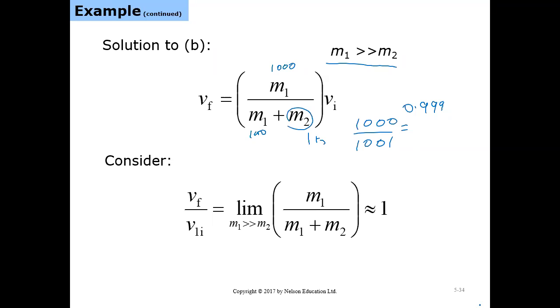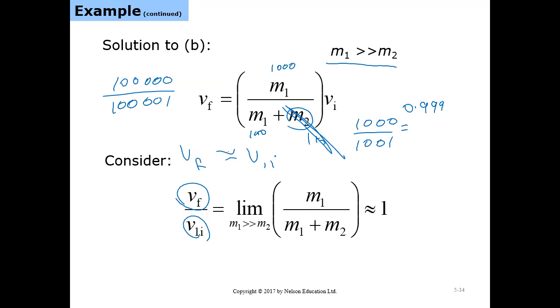So even if I take a big difference between M1 and M2, let's say 10,000 kilograms or 100,000 kilograms, 100,000 divided by 100,001, you will find it is even closer to 1. It will be 0.9999999 and something. So that's what we are saying here. If M1 is much greater than M2, I can ignore this M2 and put only 1. That means the final velocity is almost equal to the initial velocity of M1.